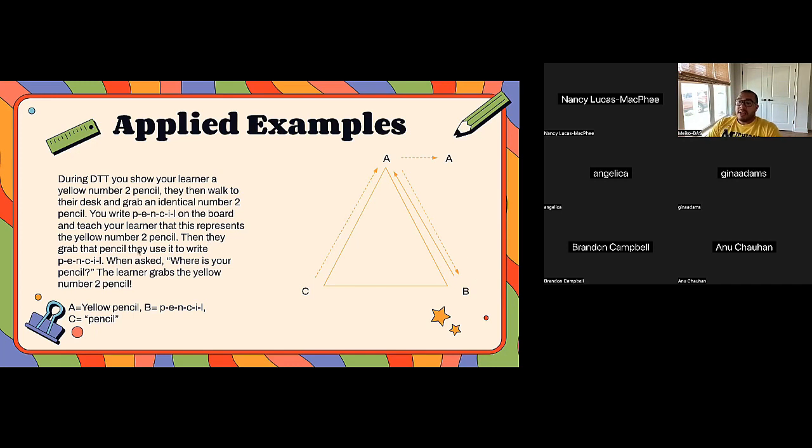So they then grab the pencil, use it to write it. When asked, where is your pencil? So now I have the spoken word pencil, so I have a C. When asked, where is your pencil? The learner grabs the yellow number 2 pencil. So now I have C to A. This is derived. So this tells me I have transitivity. I made the leap from C, which is the spoken word pencil, back up to A.